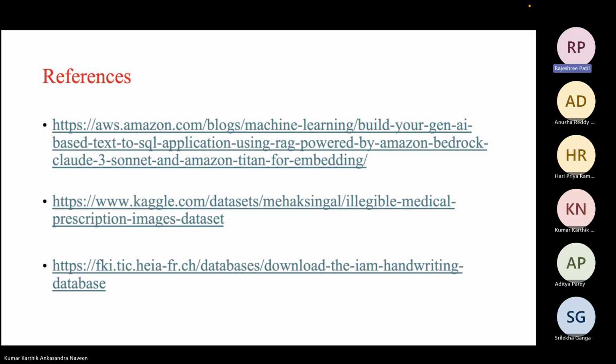For training and testing our OCR model, we used datasets like the IAM handwriting database and a Kaggle dataset of illegible medical prescriptions. These sources gave us access to real world messy handwriting samples that helped us fine tune prompt engineering and test the model. Together, these references provided the foundation for both the technical architecture and practical implementation of our project.